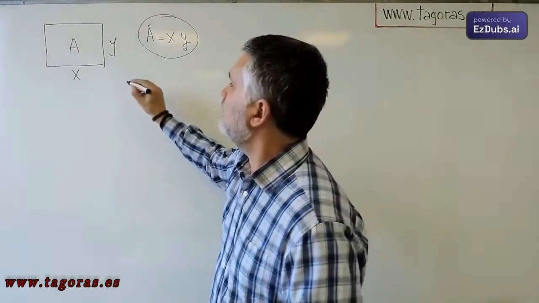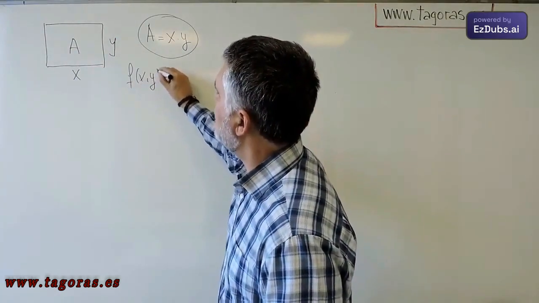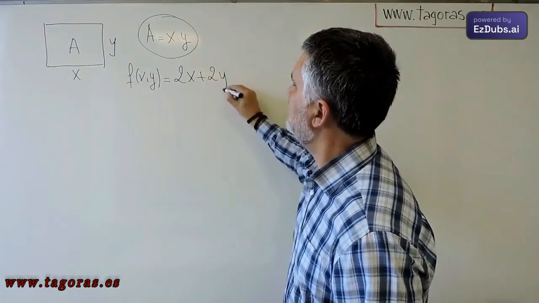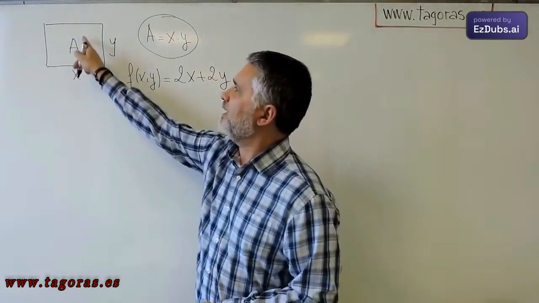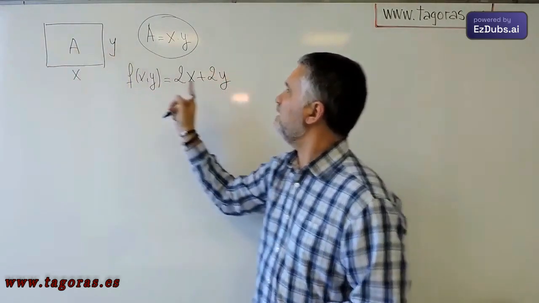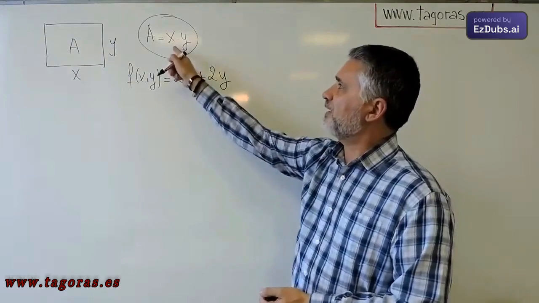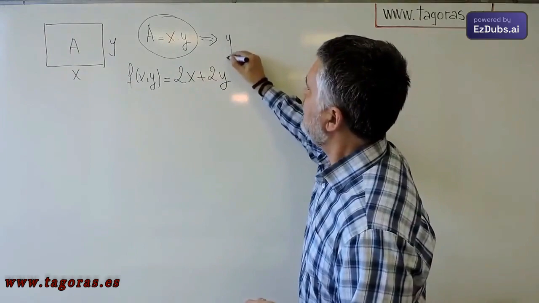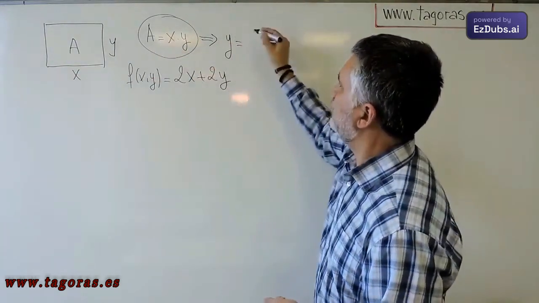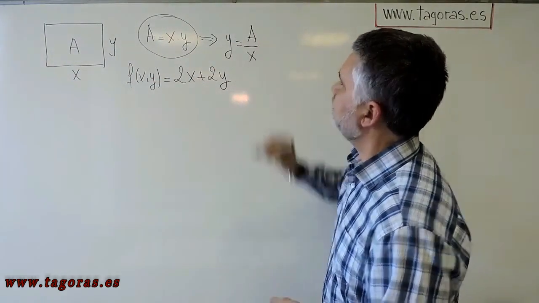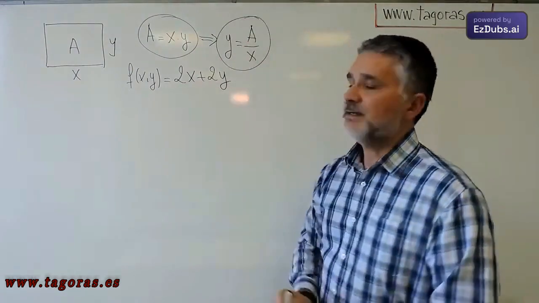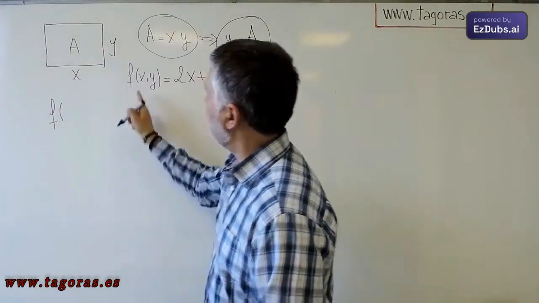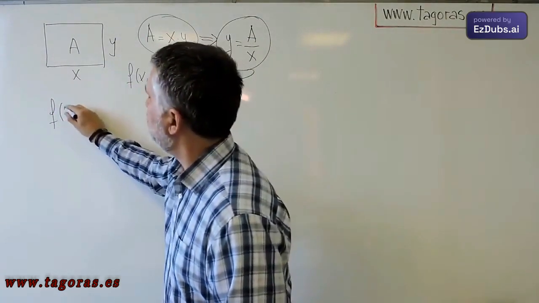The perimeter of the rectangle is a function that depends on the sides and is the sum of its 4 sides. Therefore, 2x plus 2y: x plus x, 2x, and y plus y, 2y. Since we already have the relationship that linked both variables, from here we can solve for y and we will have that y is equal to a divided by x. And this is the relationship that I am going to substitute in the formula. So instead of having a function that depends on 2 variables, I'm going to have just one function that depends on x.